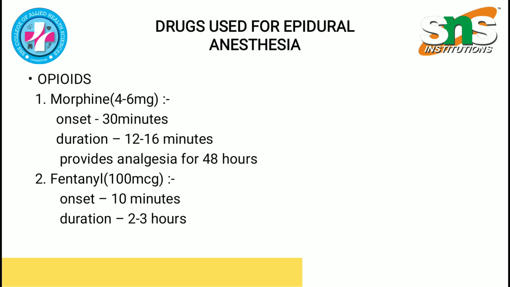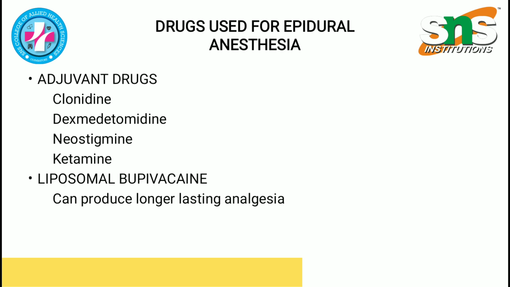Opioids, we use commonly morphine and fentanyl. Morphine 4 to 6 mg, onset 30 minutes, duration 12 to 16 hours. It provides analgesia for 48 hours. Fentanyl 100 mcg, onset 10 minutes, duration 2 to 3 hours. Adjuvant drugs: clonidine, dexmedetomidine, neostigmine, ketamine. Liposomal bupivacaine, it can produce longer lasting analgesia.